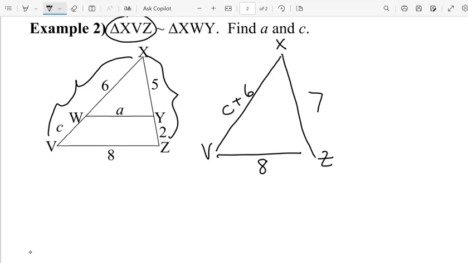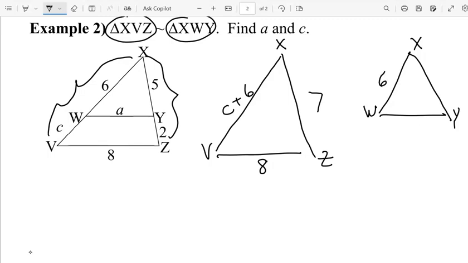Okay, now we're going to draw that second triangle. The second triangle is XWY. And the sides of it are 6, A, and 5.